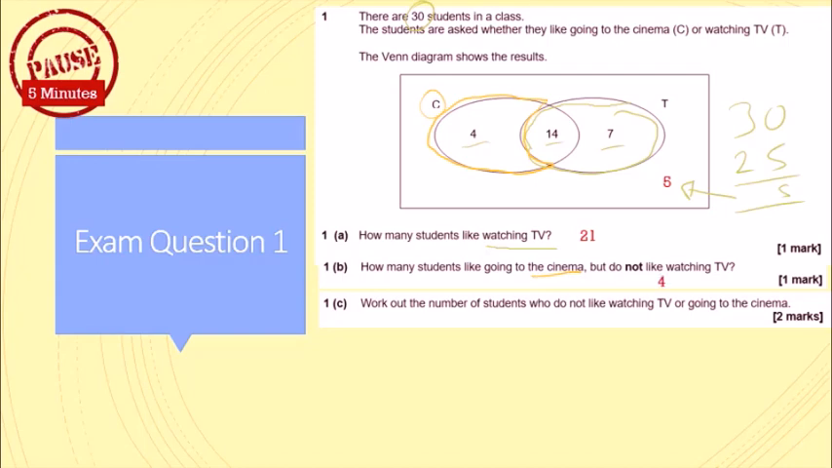Work out the number of students who do not like watching TV or going to the cinema, and that is the 5 that we worked out a bit earlier. So the total is 30 students, and there are 25 in those circles. So on the outside is those that don't like going to the cinema or watching TV, which is 5. Well done.